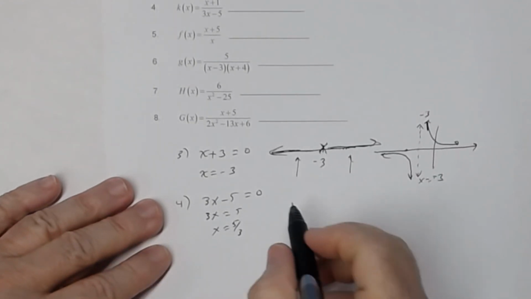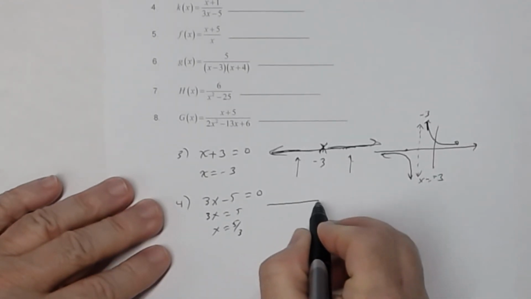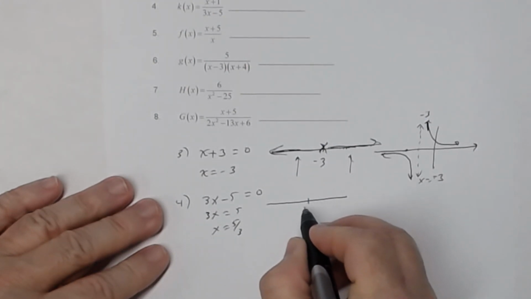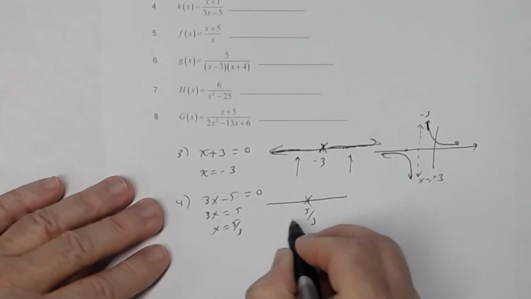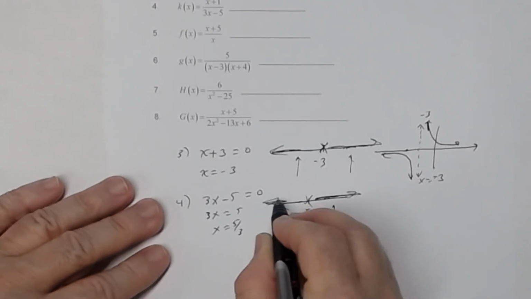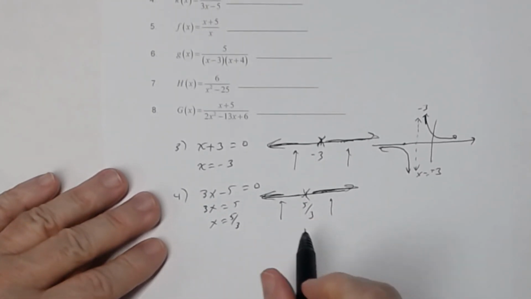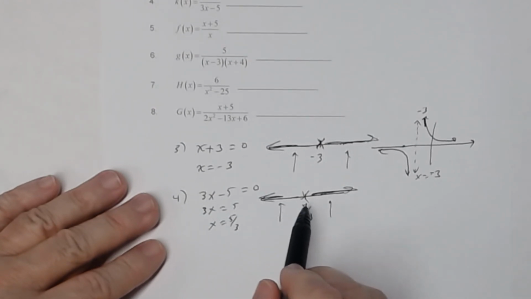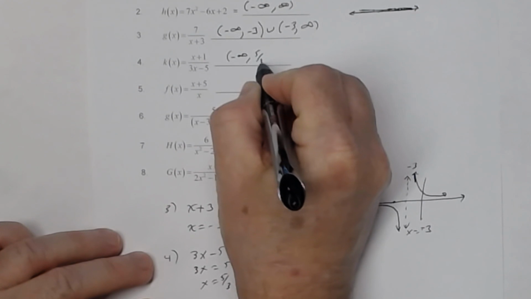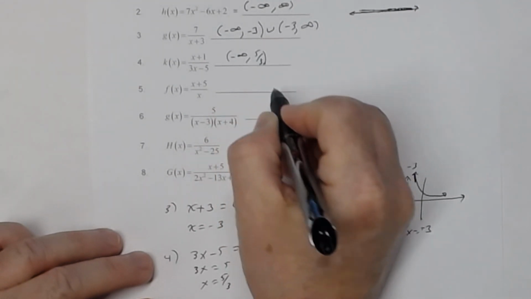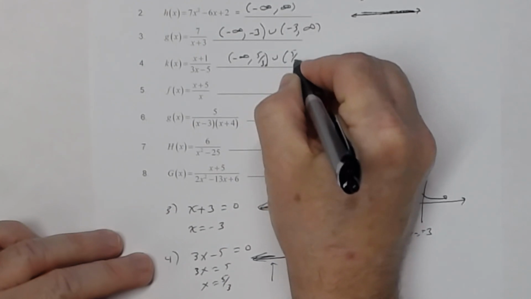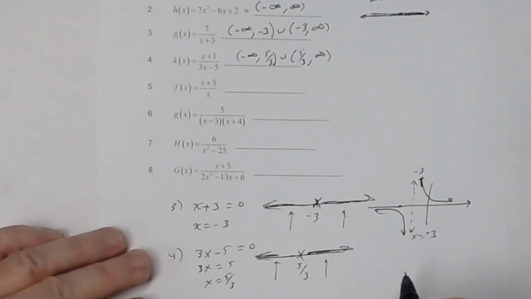So that's your restriction. That means that the only number you cannot use for x is going to be 5/3. So put 5/3 on the number line, cross it out, and you have these two intervals. All these other real numbers are going to be part of your domain. So when you go from left to right, you're going from negative infinity to 5/3, parentheses, because 5/3 is not in the domain, union, and then 5/3 to infinity.